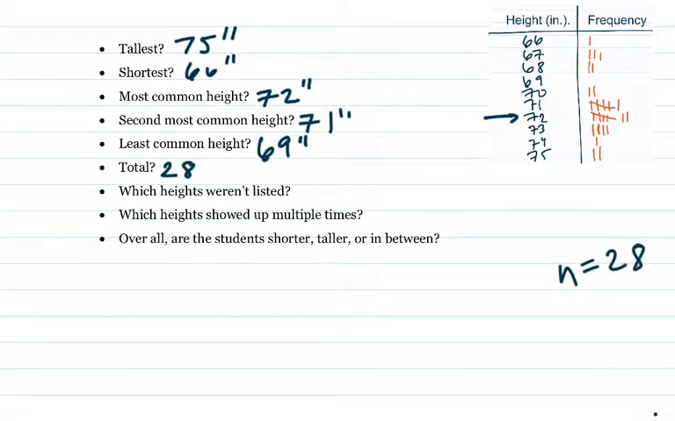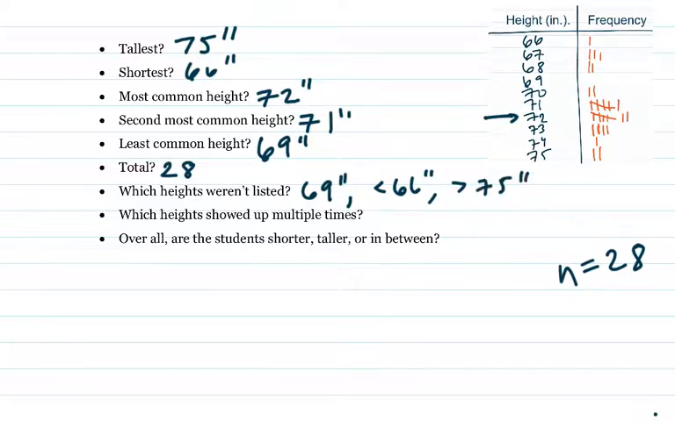Which heights weren't listed? Well, you kind of have to read into this question. We could argue that 69 inches wasn't listed because no student reported that. We did include it in our frequency chart because it was within that 1 inch range from 66 to 75, but it wasn't listed as one of the data points. And then we also didn't list any height that was less than 66 inches or any height that was greater than 75 inches.